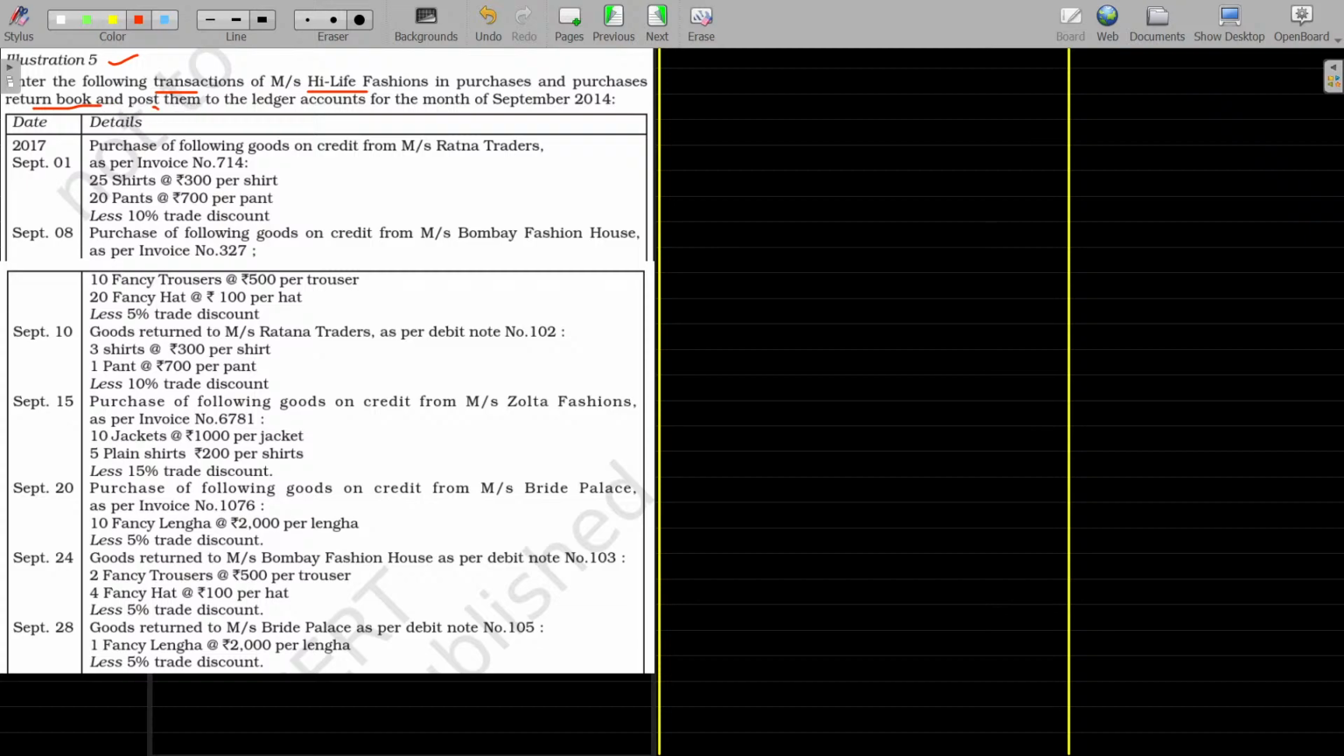Book and post them to the ledger accounts for the month of September 2014. So I have to open the purchases book of High Life Fashions here. Messrs. High Life Fashions. Start with the purchases book.